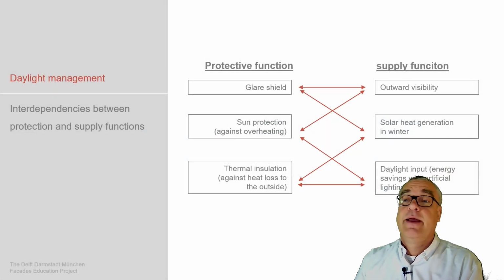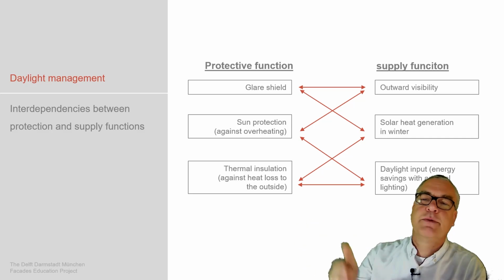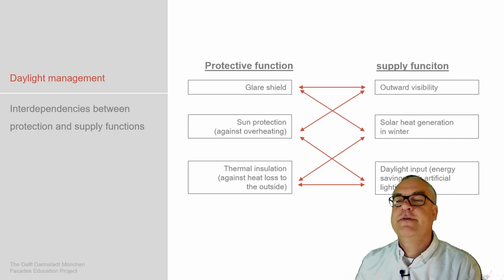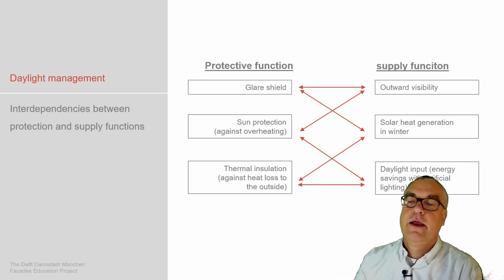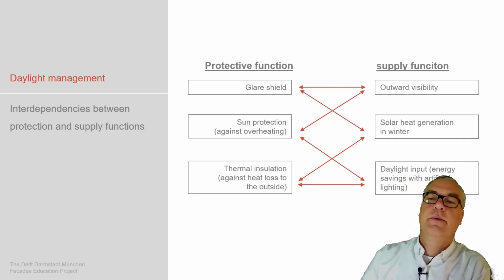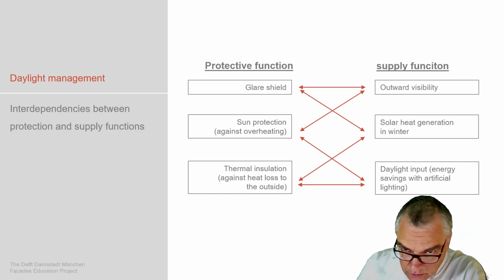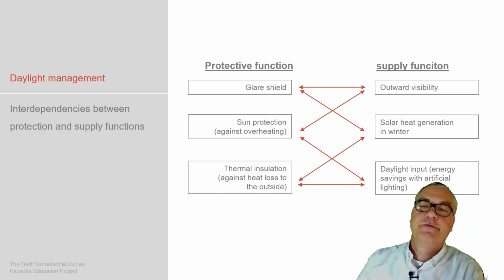Daylight management as an aspect. Here we have this, say, conflict of functions. We need to protect, but we also need to supply. Protective functions means the glare shield, the sun protection to reduce overheating, and the thermal insulation against heat losses to the outside, versus the supply functions, which is our view to the outside, the solar gains in winter, which we really like to get, and the daylight input, which we need to have to reduce, to bring down, the energy use for artificial light.